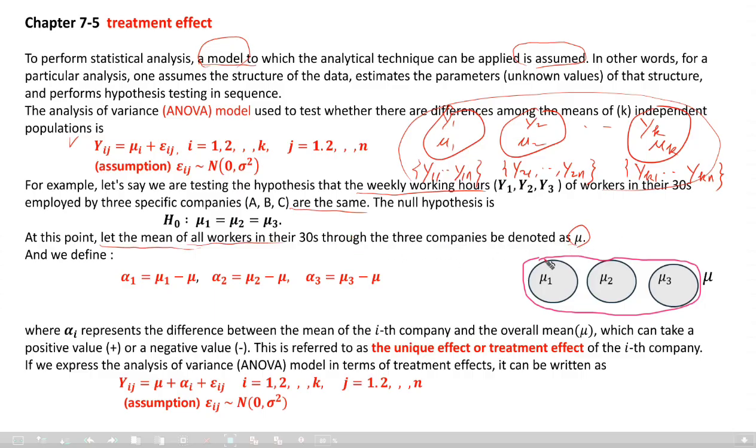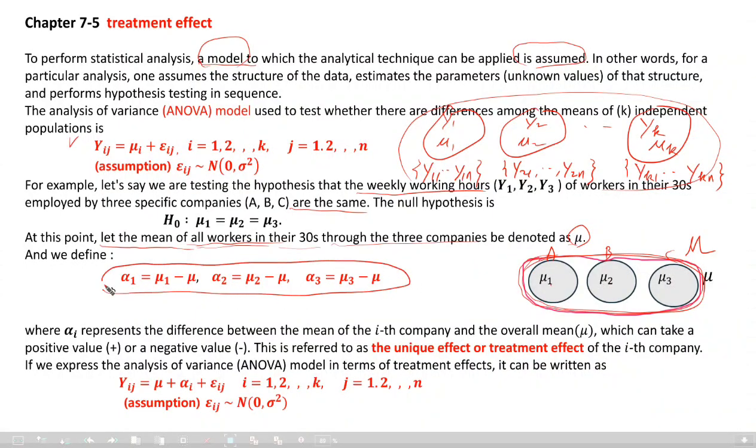What is mu? There are three companies, A, B, C, and the means of weekly working hours of the three companies are mu1, mu2, mu3. But the mean of working hours of all workers in the three companies is mu. Okay? Get it? And we define alpha 1 equal to mu1 minus mu, alpha 2, mu2 minus mu, alpha 3, mu3 minus mu.